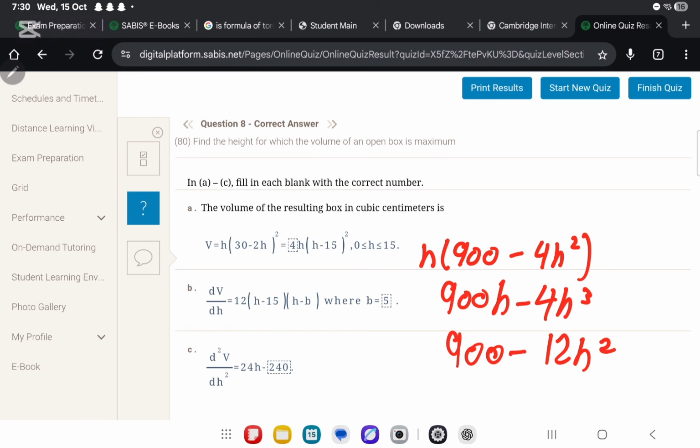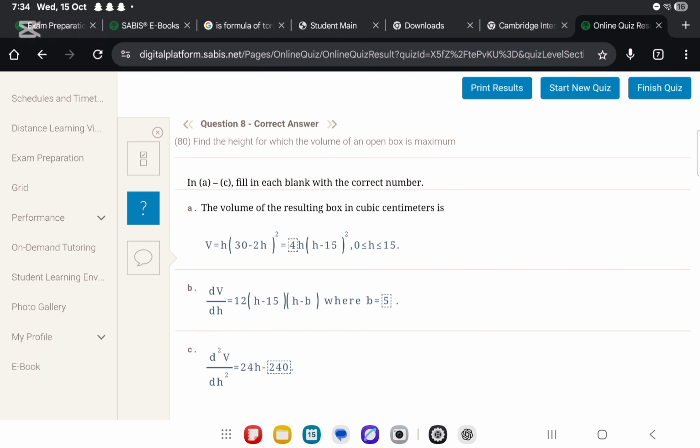Now here they factored this out. You can factor it out, obviously. The way to factor this out is going to be 900, and here it's going to be negative 12. Never mind, what did they do? Give me a second.